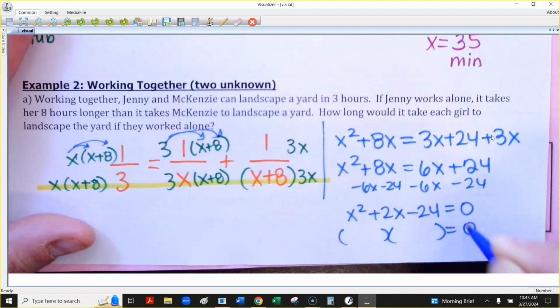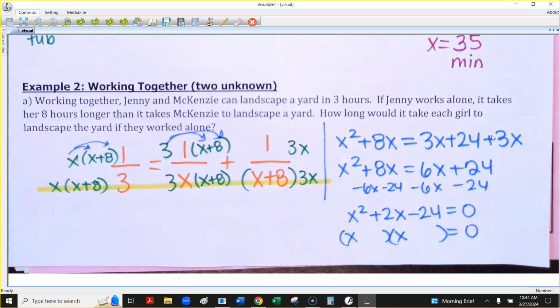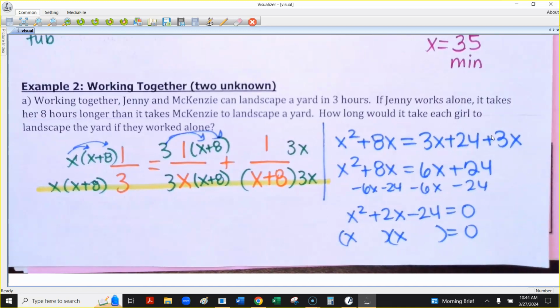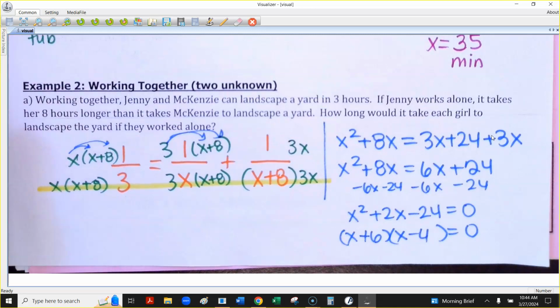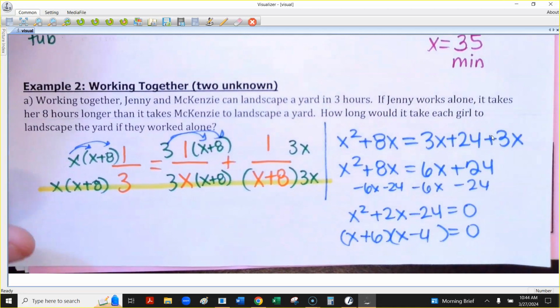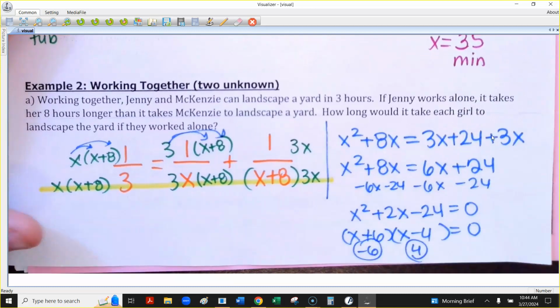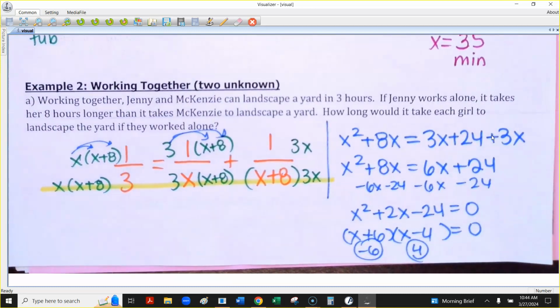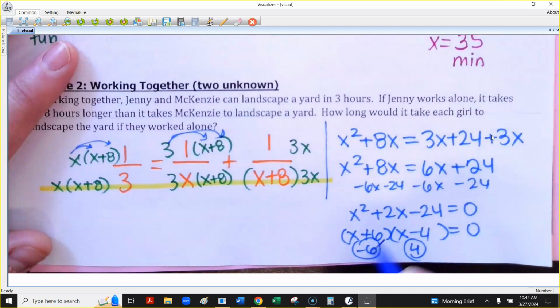All right, can you guys think of two numbers you'd multiply to get negative 24, but they'd add to get positive 2? 6 and negative 4. Okay, what are my actual answers to that equation? Negative 6 and 4. Which one do you not think I'm going to use in my answer? Why? Time can't be negative. So just 4 would be the answer here.